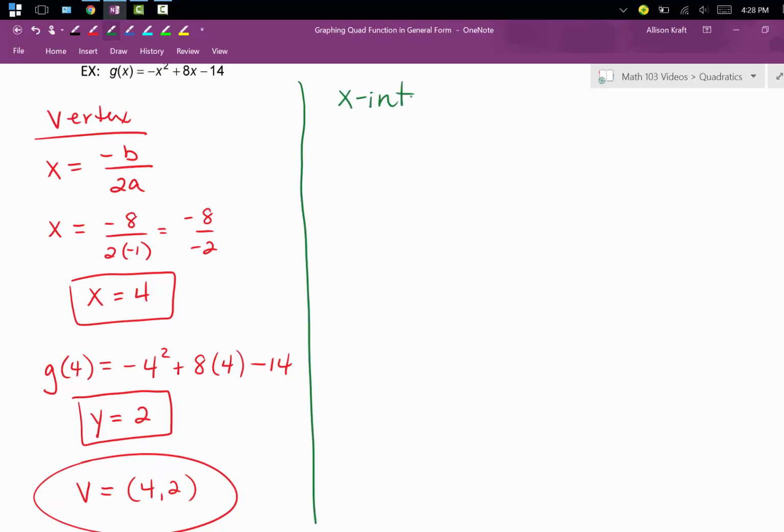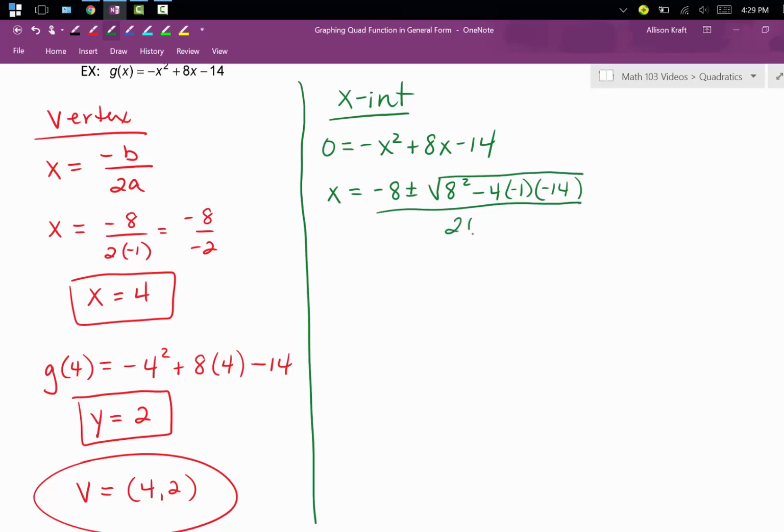When finding our x-intercept, we always let y be equal to 0 and then solve for x. You can solve this quadratic equation however you like. I typically like to factor, however this one does not factor. Therefore, we will have to use the quadratic formula. x equals negative 8 plus or minus the square root of 8 squared minus 4 times negative 1 times negative 14, all over 2 times negative 1.